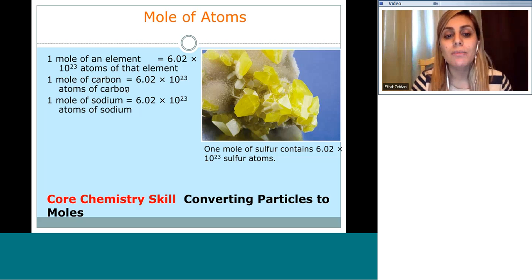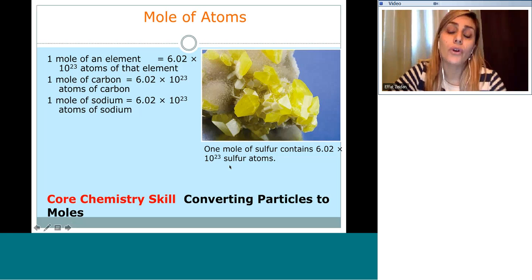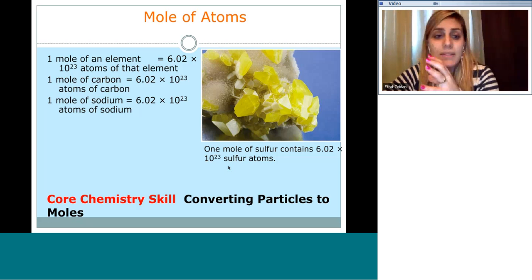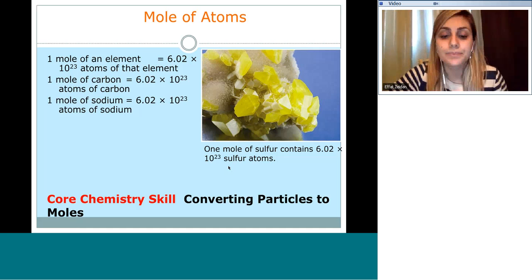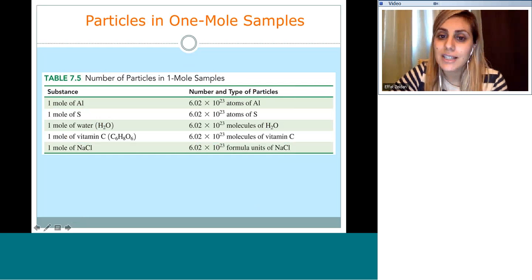So 1 mole of sodium has this many atoms of sodium. 1 mole of sulfur contains 6.02 times 10 to the power 23 atoms. So it's a standard quantity that we use for all different elements. So 1 mole contains the same number of atoms for all elements. What we're going to learn now is how to convert particles to moles. So 1 mole of aluminum has this much, 6.02 times 10 to the 23rd atoms of aluminum. Sulfur, water, vitamin C, NaCl, it's the same.